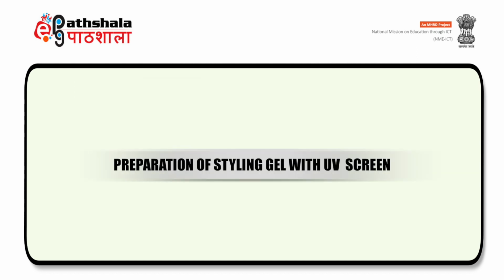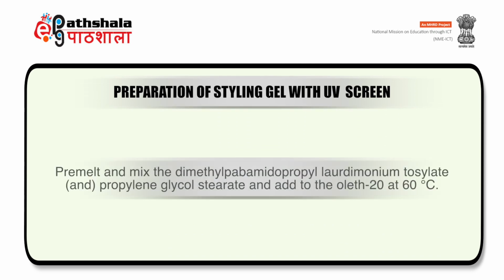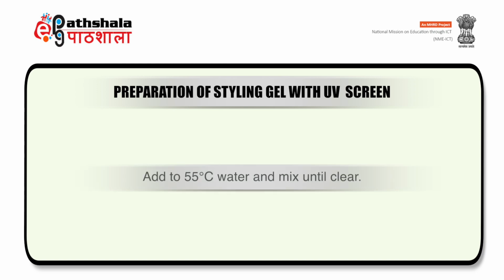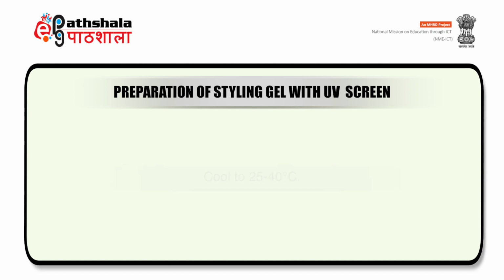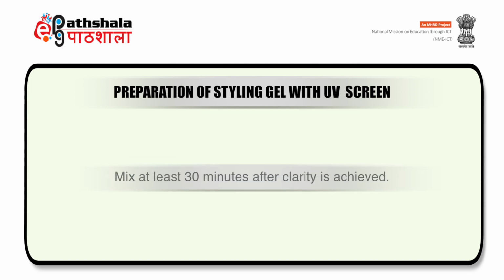The formulation of the styling gel is performed in different steps. First, pre-melt and mix the dimethyl pavamidopropyl lauridimonium tosylate and propylene glycol stearate and add to the oleth 20 at 60 degrees Celsius. Mix until a clear and homogeneous solution is obtained. Add to 55 degrees Celsius water and mix until a clear formulation is obtained. Cool to 25 to 40 degrees Celsius. Add other constituents in order and deaerate before adding the pre-diluted acrylate thickeners. Mix at least 30 minutes after clarity is achieved.